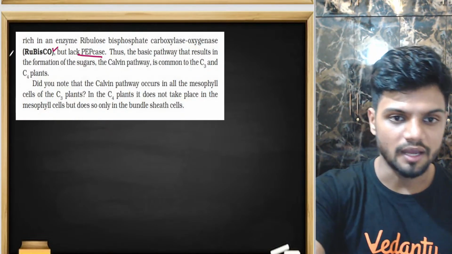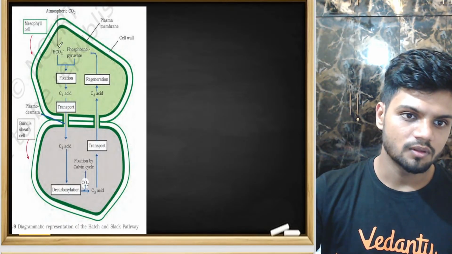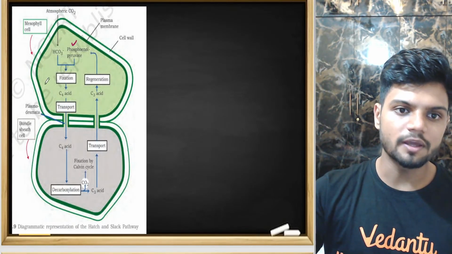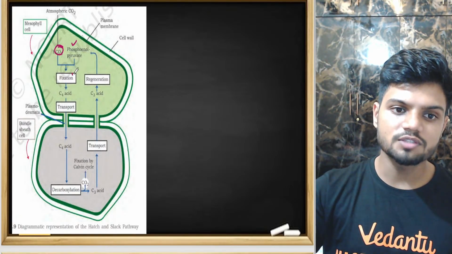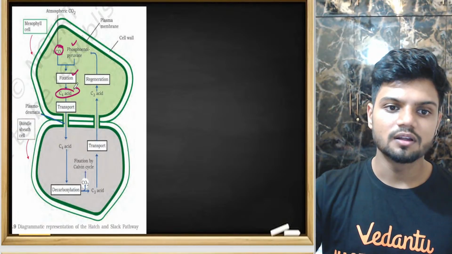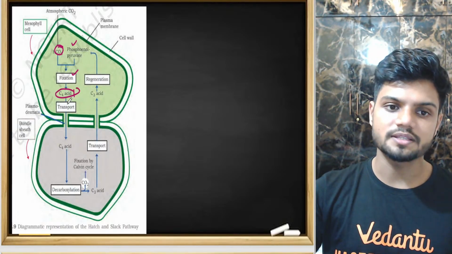C4 cycle is done. Any doubt in C4 cycle? See here, one more time I'll tell you. Here we have phosphoenol pyruvate, PEP. CO2 is coming. CO2 fixation will happen. We get a C4 acid. That is nothing but your malic acid. That is nothing but your oxaloacetic acid.